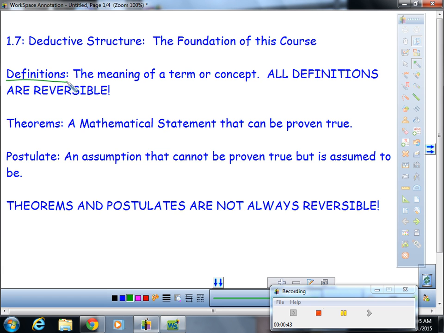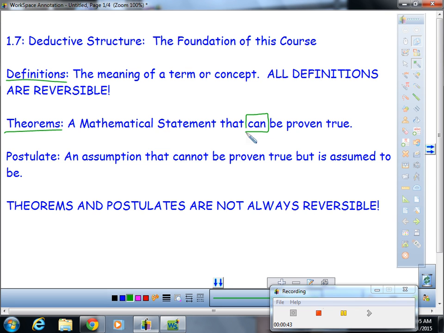Definitions. We've already had a couple definitions here. Definition is the meaning of a term or a concept. That doesn't matter to you. But what does matter to you is that all definitions are reversible. I'll go more into what that means in just a second. Okay? Theorem. We've already learned this one time, but a theorem, again, is a mathematical statement that can be proven true. We will prove more theorems true than you guys will enjoy.